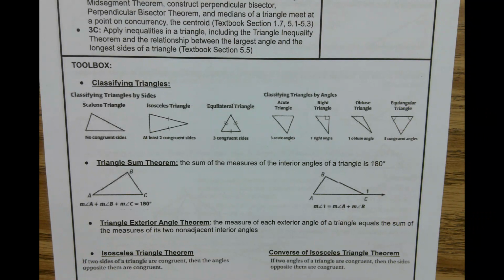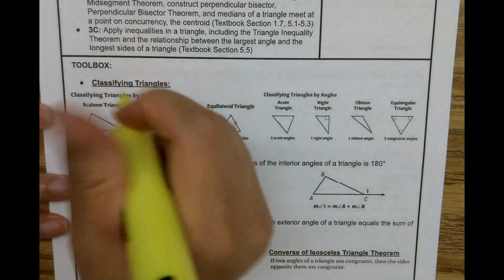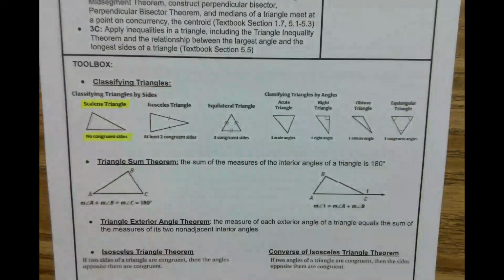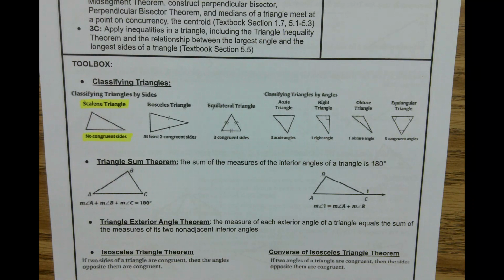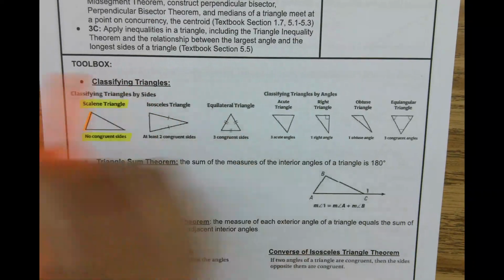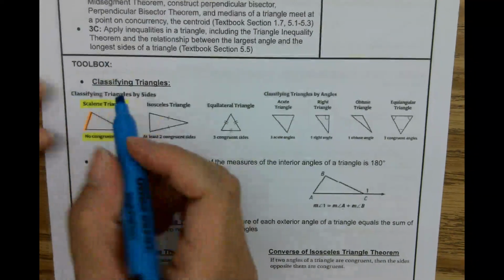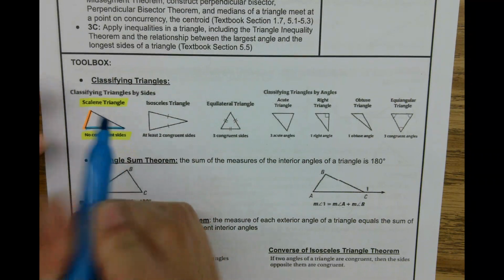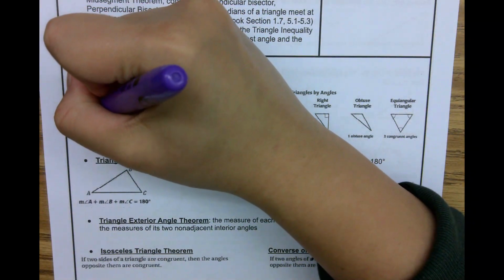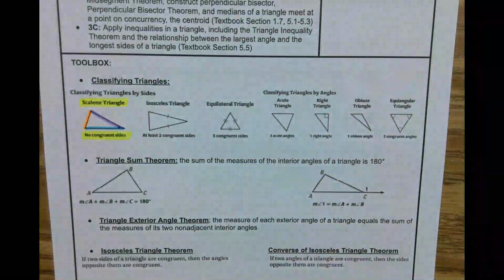So the first type is our scalene triangle, and that is when we have no congruent sides. And what that means is that each side of my triangle is some other type of measurement. So like this is our shortest one, right? This is a different length from this one, which is my medium length one, which is a different length from this one here. And so since all the sides are a different length, that is a scalene triangle.